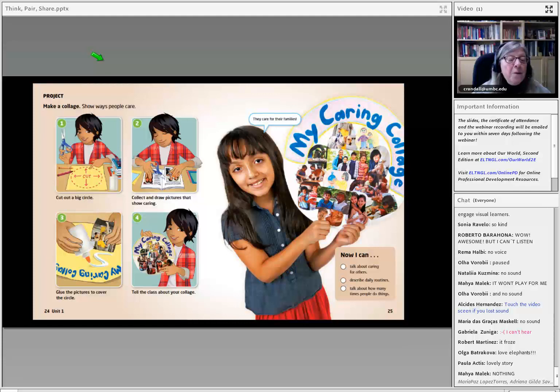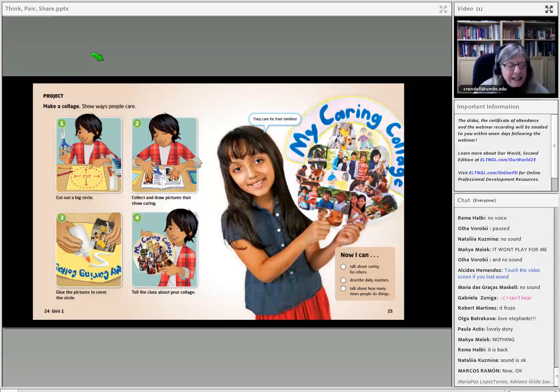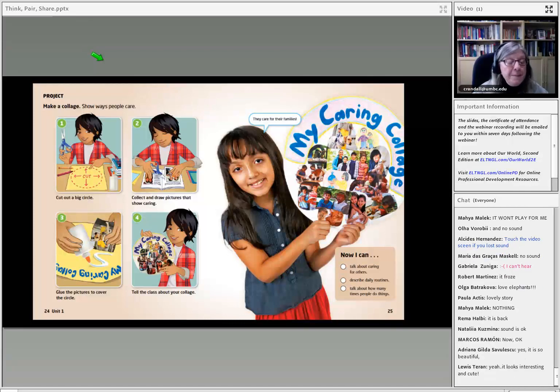I think most units that we teach should end with something that children have to actually do that brings together the information and the values that they have acquired during that unit. It brings together some of the vocabulary and the grammar. And in this particular case, this is making a collage, and it's showing ways that people care.